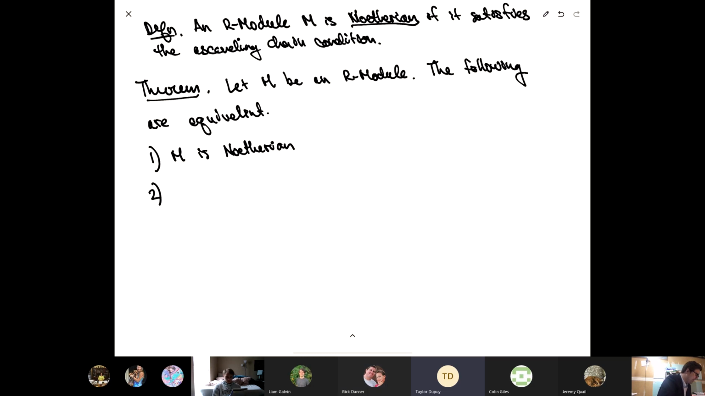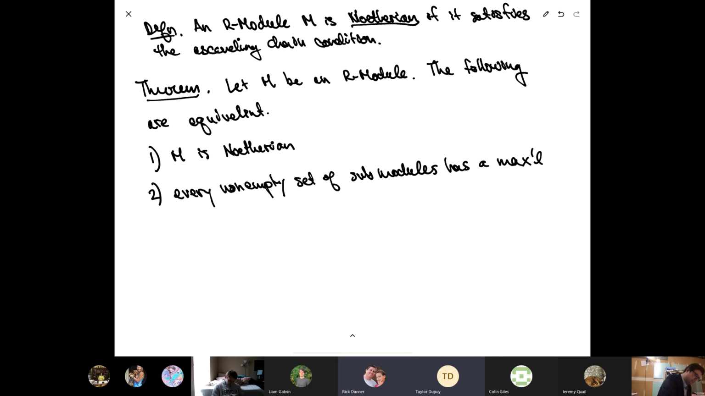2, every non-empty set of submodules has a maximal element. And then 3, that every submodule is finitely generated.